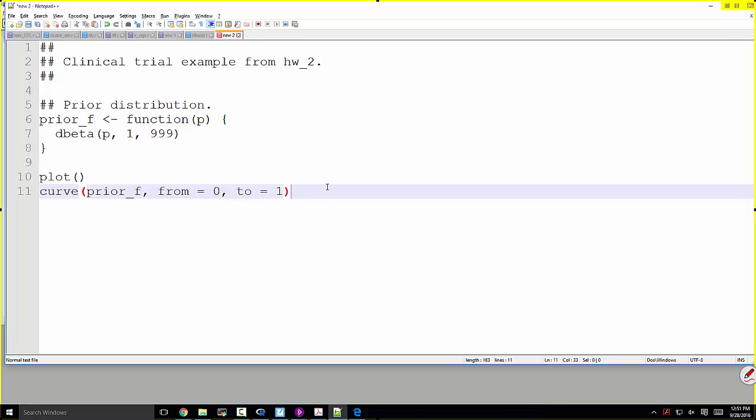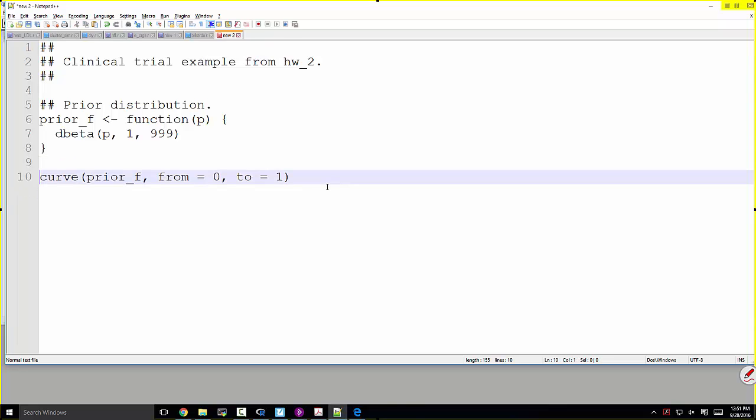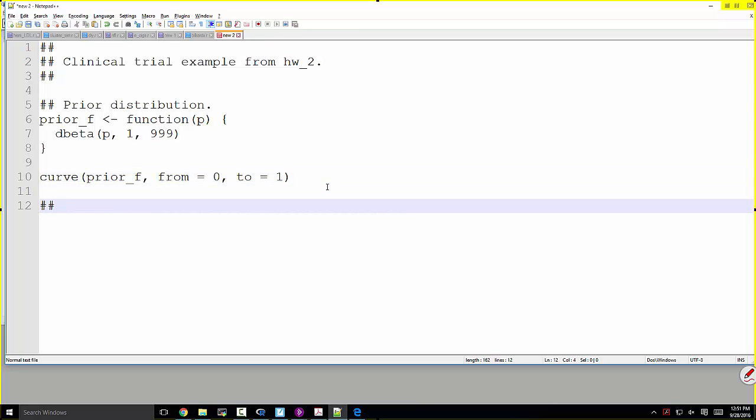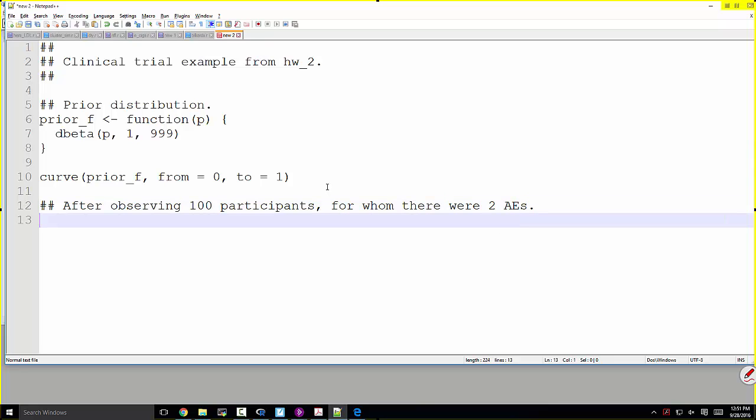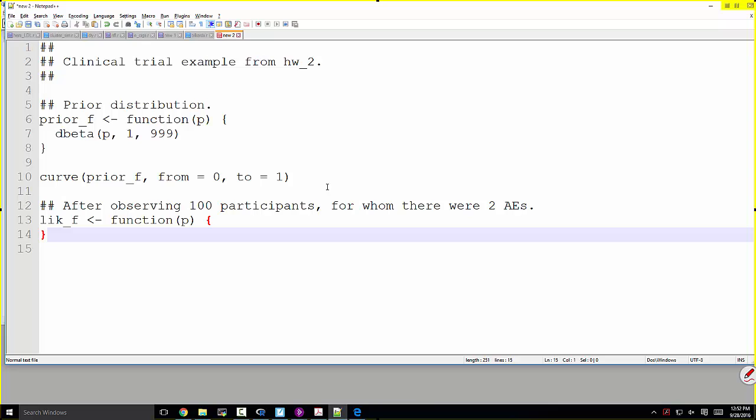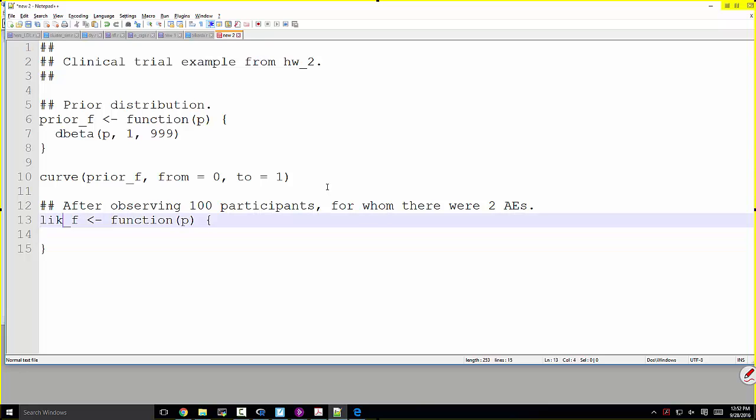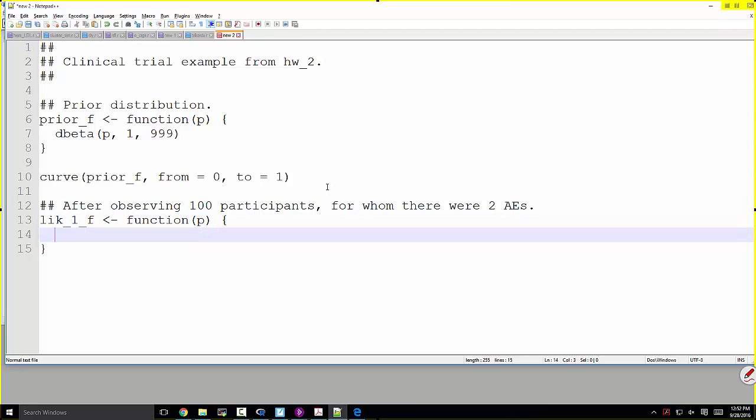Now let's incorporate data. After observing 100 participants for whom there were 2 adverse events, then the likelihood, I'm going to make it a function, let me call it likelihood 1. This is the initial likelihood after we observe just 100. But then we're going to have another one after we observe another 100.